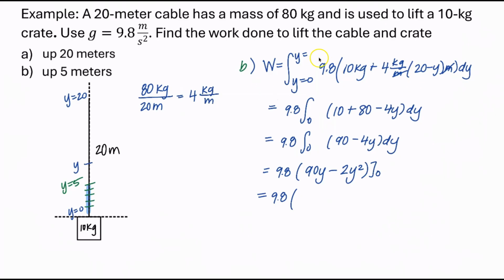So I kept everything here the same, except I erased that upper limit of integration. So I'm going to replace it with 5 everywhere, which of course is going to change our final answer. And so if we substitute in 5, we're going to get 90 times 5 minus 2 times 5 squared. So we're going to get here 450 and then minus 50, so 400 times 9.8, which is 3,920 joules this time to lift up the crate and the rope up 5 meters.